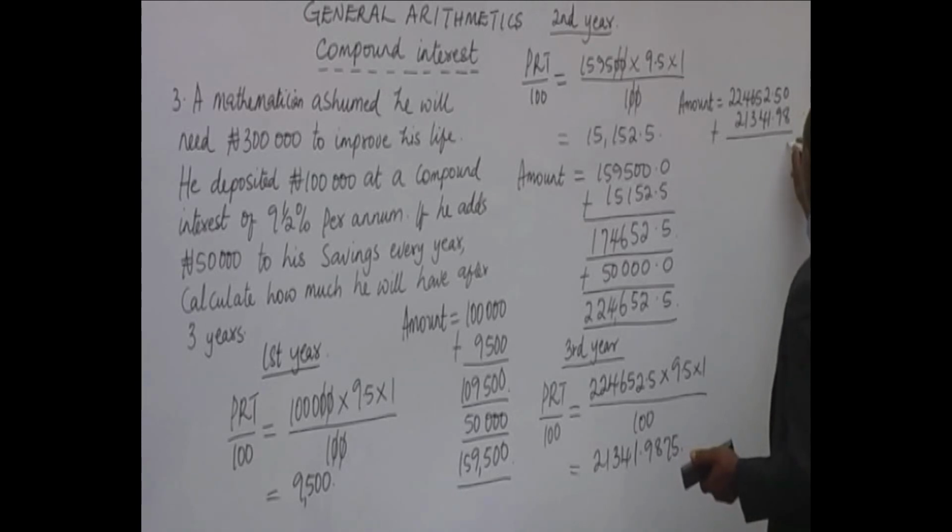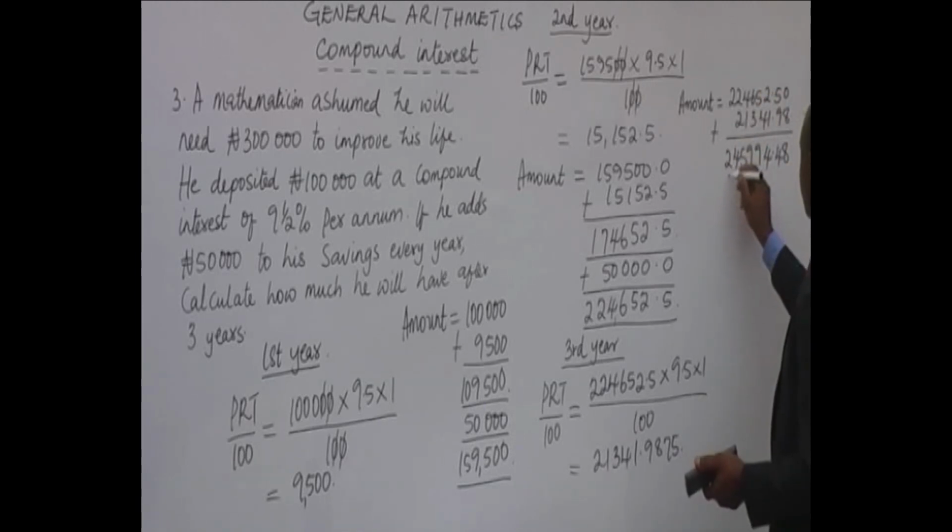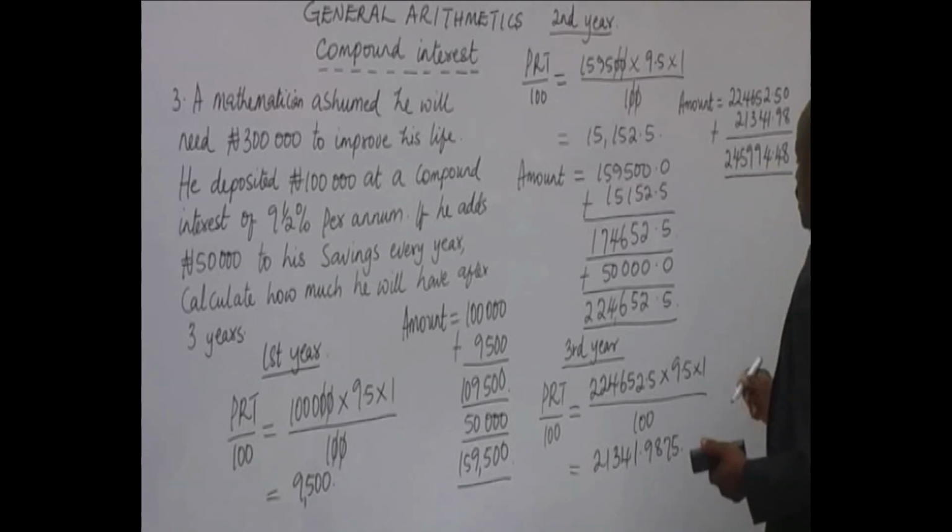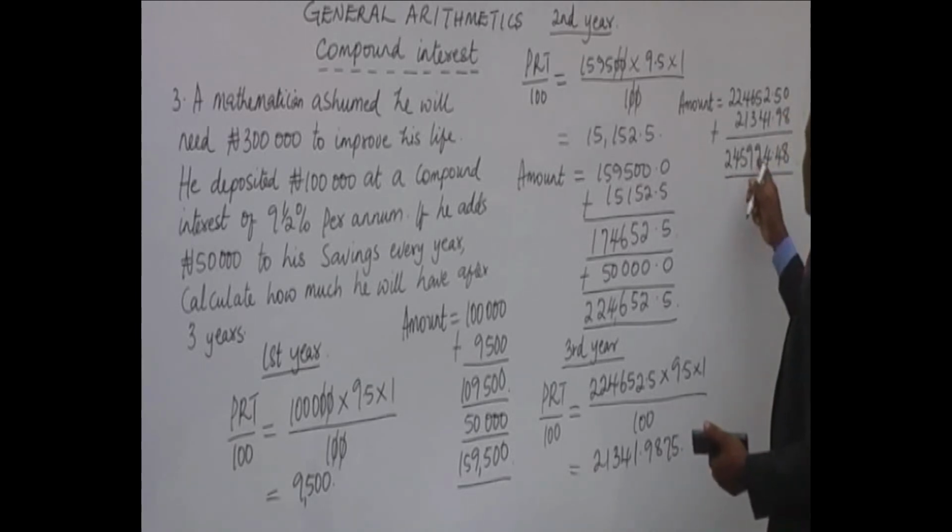This will come down. You have 8. This is 14. Raise 1. 3 plus 1 is 4. 5 plus 4 is 9. 6 plus 3 is also 9. 4 plus 1 is 5. 2 plus 2 is 4. Bring down 2. So this is the amount for the third year.